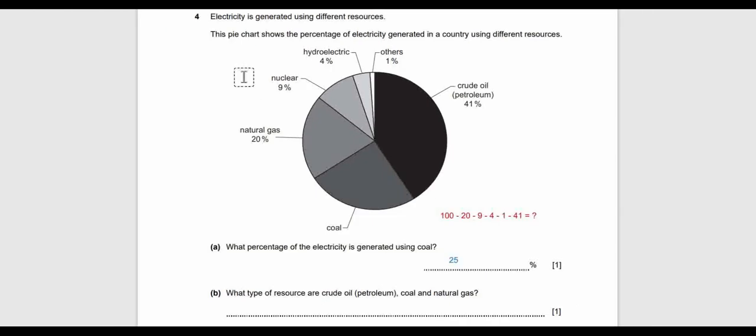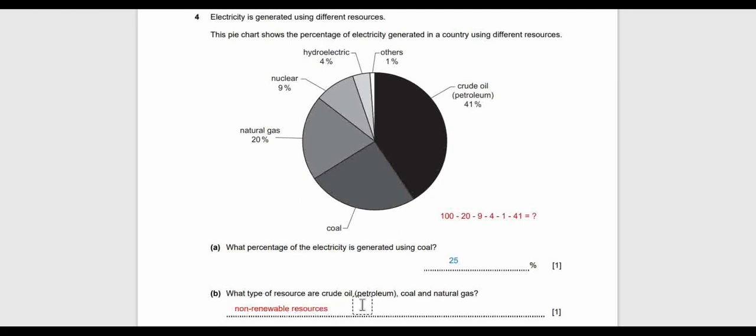Next question, B. What type of resource are crude oil, coal, and natural gas? 10 seconds from now. Well, let's open up the answer. It will be non-renewable resources.